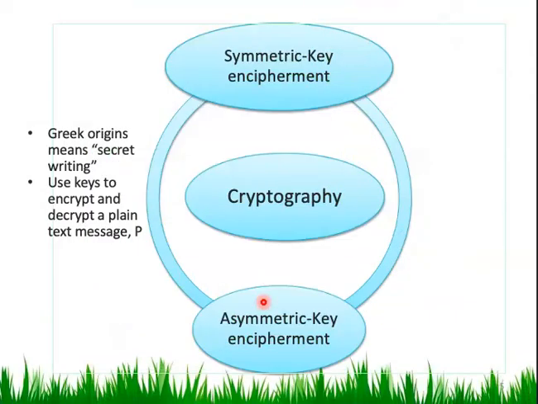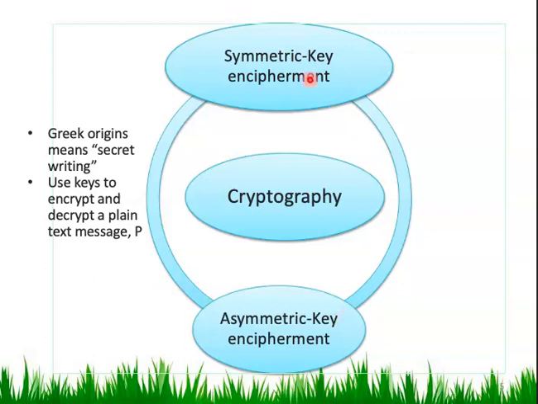Now remember our first goal of security in terms of the CIA triad model. The first goal is confidentiality. Confidentiality can be achieved using ciphers, which means cryptography. Cryptography is of Greek origin, meaning secret writing. It uses keys to encrypt and also decrypt a plain text message. That's what is meant by cryptography.